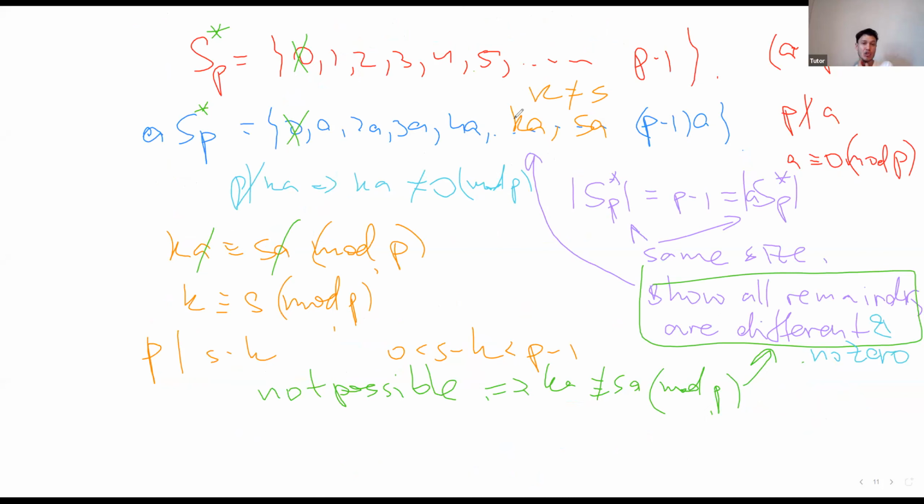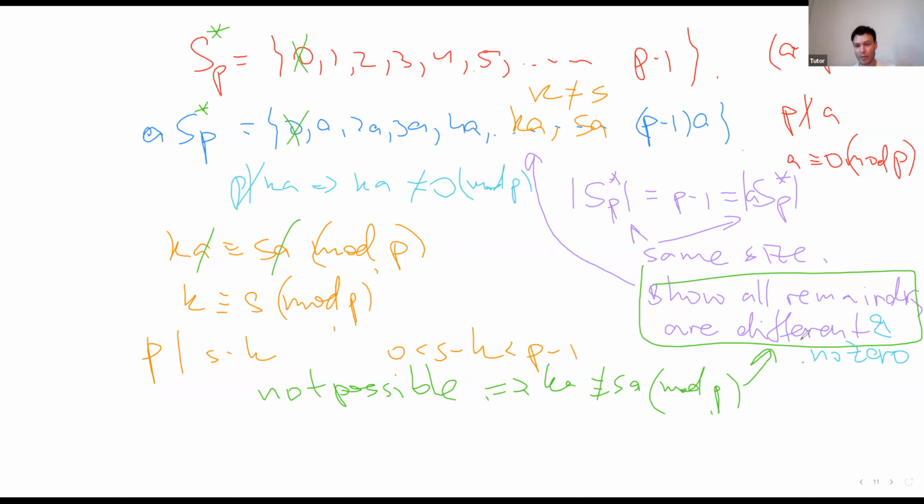And also, if two of them were to be equal, what would be the problem? I can cancel a on both sides, and I'd get that k and s have to be the same number, because s and k are between 0 and p minus 1. There is no way this can happen, not possible, right? So all have to be different. If none of them is 0 and they have the same size, they have to be all the possible remainders.